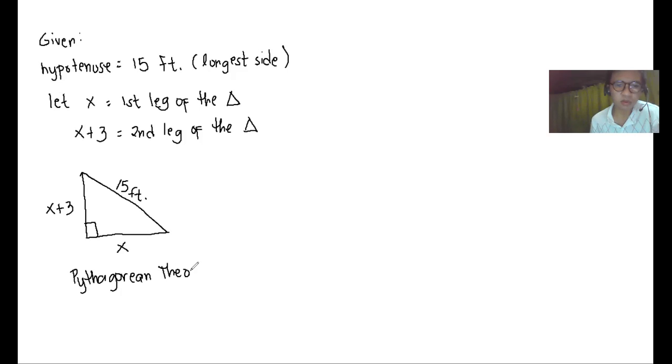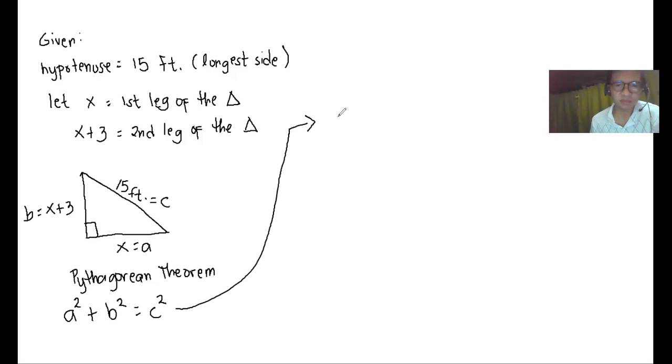It is coined by Pythagoras. According to the Pythagorean theorem, the square of the first leg added to the square of the second leg is equal to the square of the hypotenuse. Let's use A, B, C here. C is our hypotenuse, obviously. Let us assume that x is our A and B is our x plus 3. Substituting, we have A squared plus B squared equals C squared.